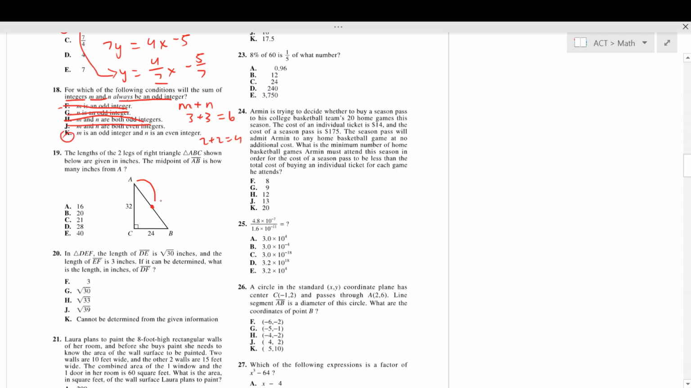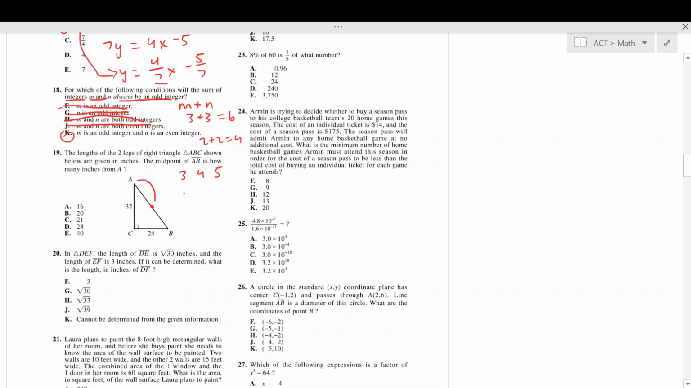we have our answer. So 24, 32, we can use the Pythagorean theorem here. But we actually don't need to in this case, because this is a Pythagorean triple, right? Remember, I think the most common Pythagorean triple on the ACT is 3, 4, 5. 3 squared plus 4 squared is 5 squared. 9 plus 16 is 25. 25 is 5 squared. So this is a Pythagorean triple.